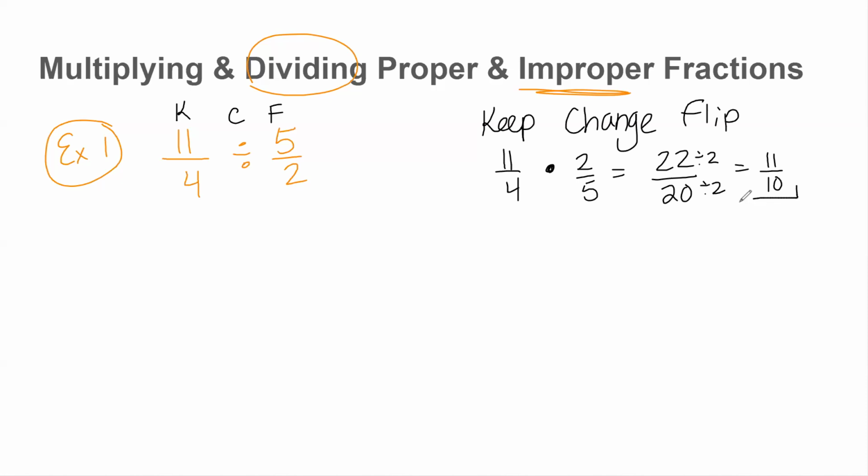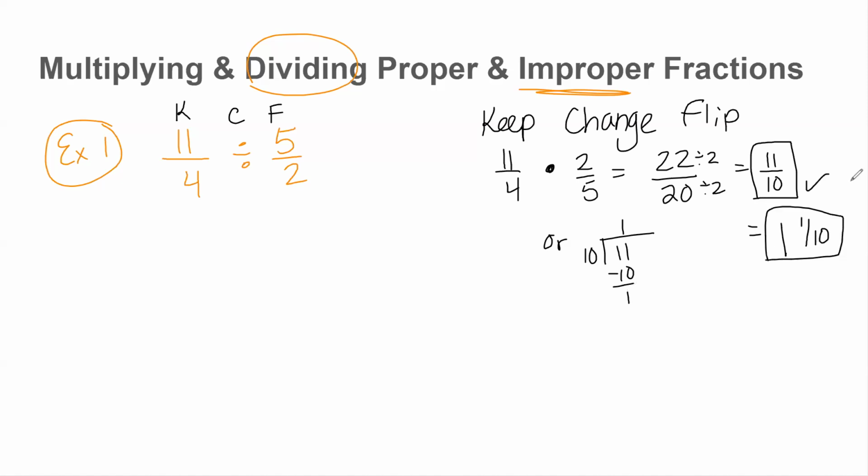Answer, if you're allowed to keep it improper, or we can divide it out. That's 1. So that would be 1 and 1/10 as your mixed. Either one's fine. Let's do one more.